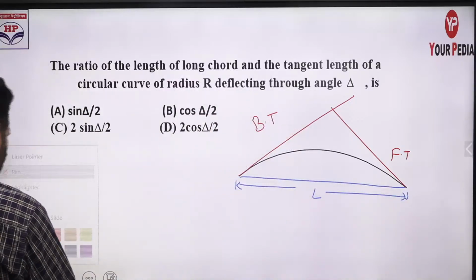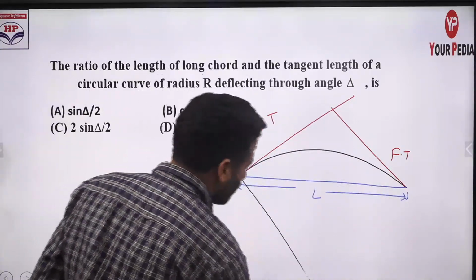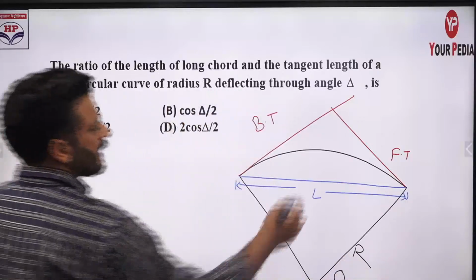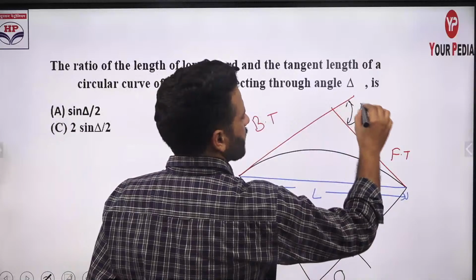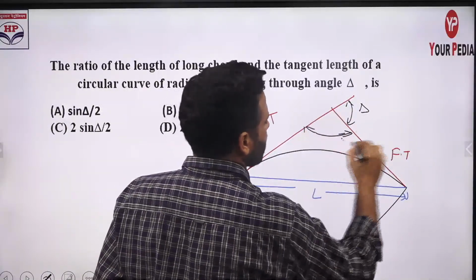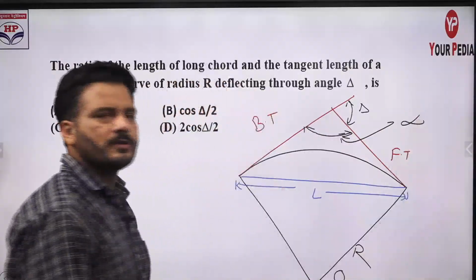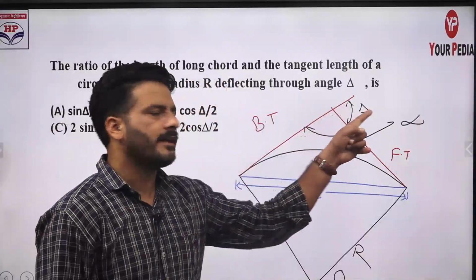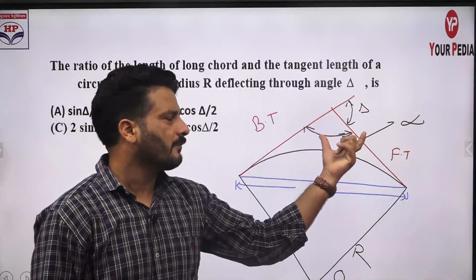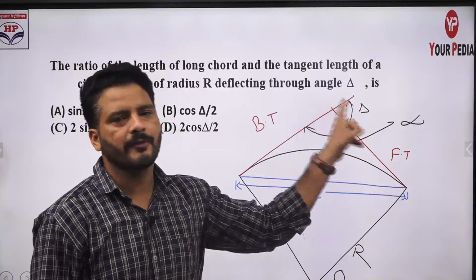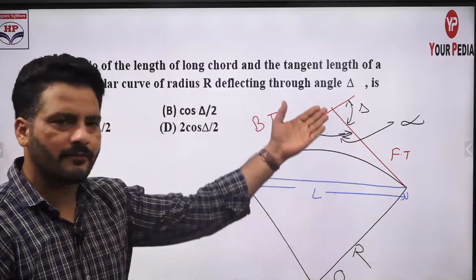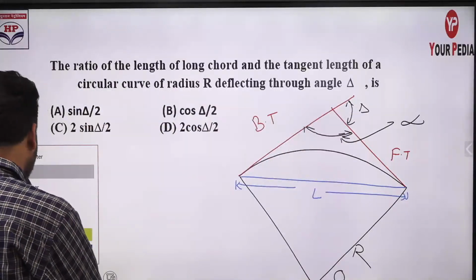If we mark an arc here, the curve, of course its center will be O. Let this be the radius, this is your deflection angle delta, and this internal angle will be your intersection angle alpha. If you see the linearity of the line, delta plus alpha will be 180 degrees. In SSC this was asked: the intersection angle alpha was given and he was asking for the deflection angle. You just have to subtract the intersection angle from 180 degrees and you will get the deflection angle. Right now we are not doing that type of question.